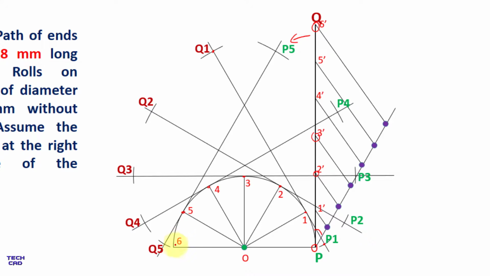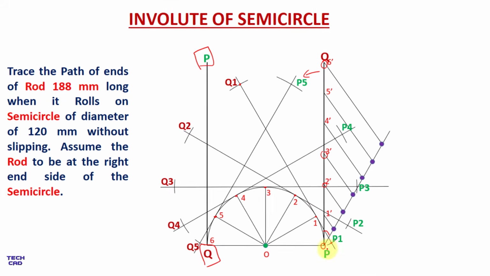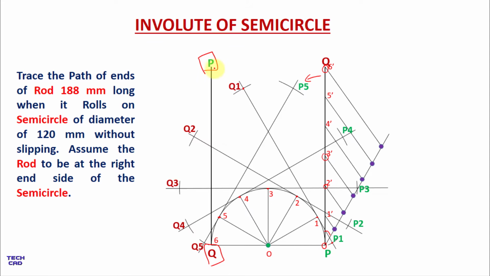Now the last position of the rod is this one, and name it PQ. So you can see this, my P point becomes this one and this is the Q point. In this way, the rod has completely rotated through an angle of 180 degrees. Join these points from Q to Q5 and from P to this P.